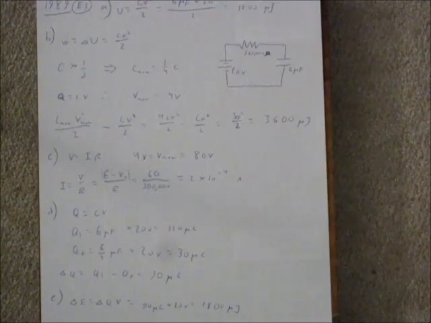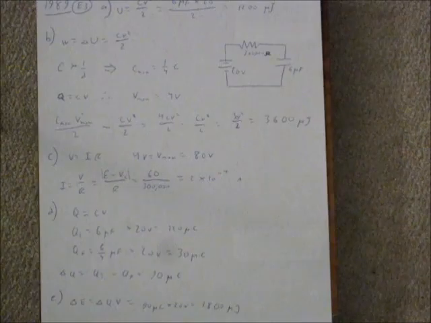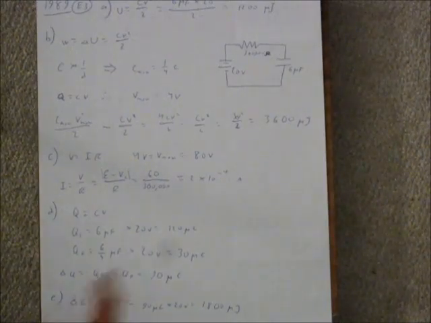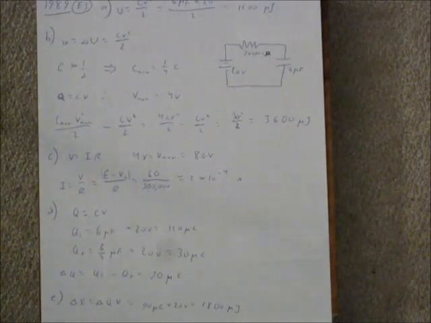Part E is asking you to determine the energy that has been added to the battery. So we know that the change in energy would be the change in charge times the voltage. So we simply take our old value, 90 microcoulombs, multiply it by the original 20 volts, and we get 1800 microjoules.